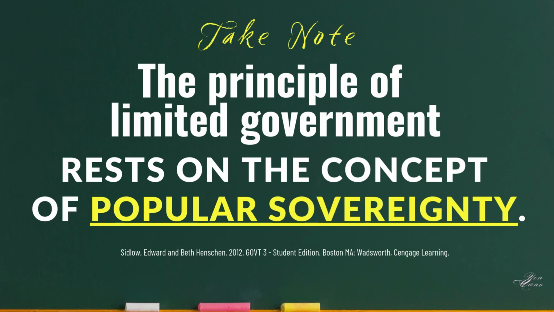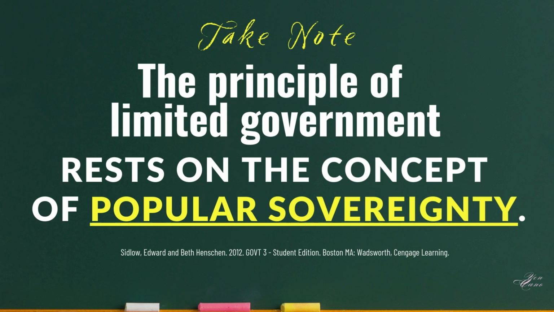So take note that the principle of limited government rests on the concept of popular sovereignty. Again, it is the people who form the government, and they decide on the powers that the government can exercise. If the government exercises powers beyond those granted to it by the Constitution, it is said to be acting illegally. So, again, when we talk about the principle of limited government, just remember that the government can only do what the people allow it to do. So it's very important that we as citizens know what our power is, or else we will be giving it away by the lack of knowledge.